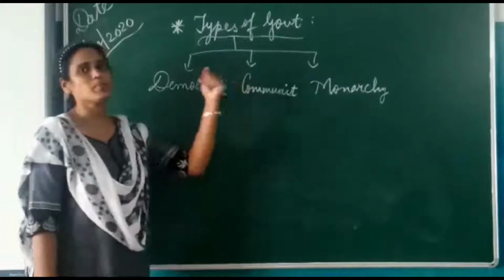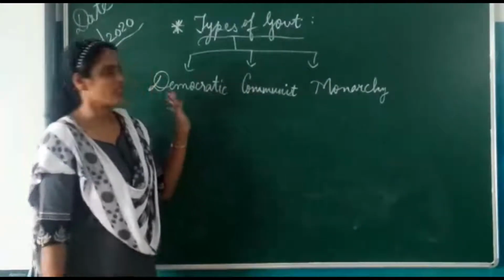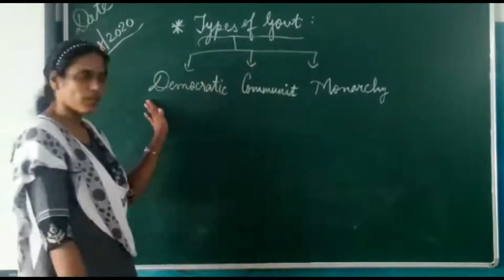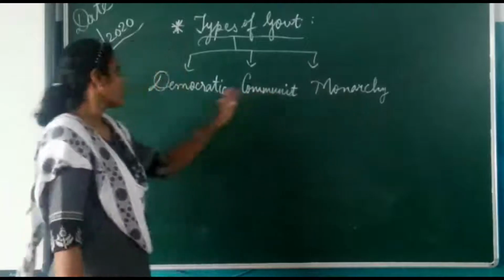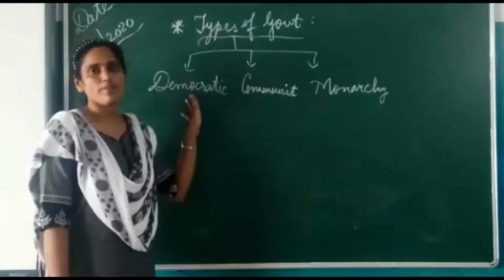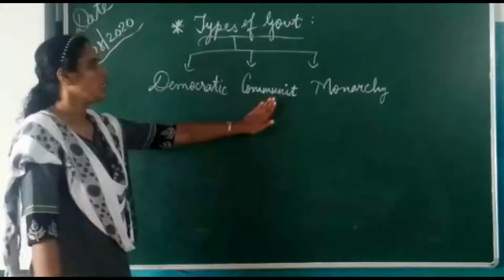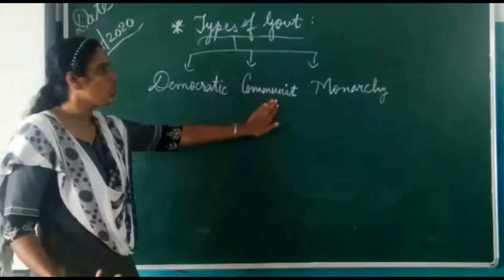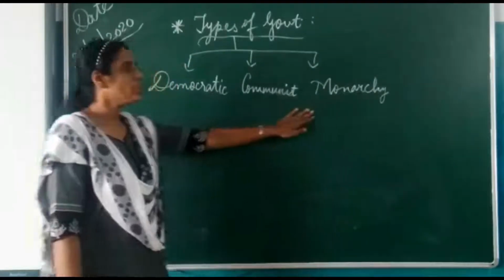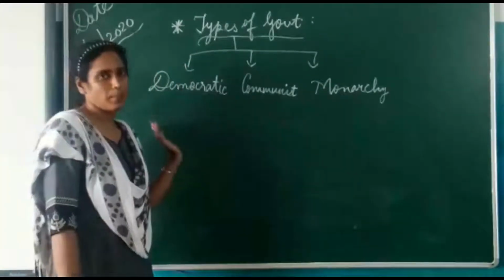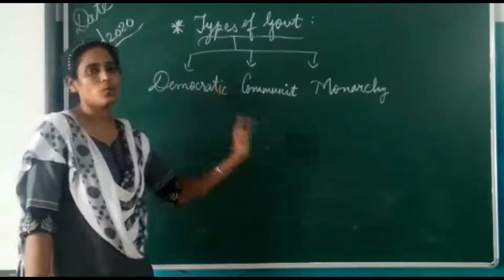Now we will see the types of government. Which are the different types of government prevalent in the world? There are three main types: democratic government, communist government and monarchy government. Democratic government follows the policy of democracy. For example, India, where people vote through elections. Communist has a different ideology and monarchy means rule of a king or queen. So now we will see the features of all the three separately. First we will see about the democratic way of government.